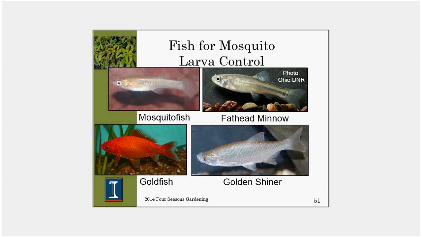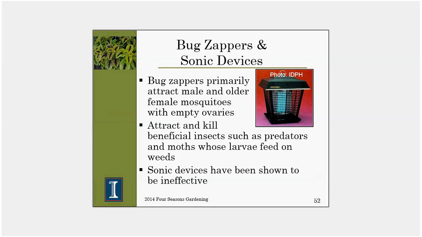Bug zappers and sonic devices are essentially not effective. They will attract male and female mosquitoes both from a long distance, but a female mosquito that's looking for a blood meal will be attracted to your vicinity by the trap, but then will not go all the way to the trap. She will then start looking for a blood meal. So if you have a bug zapper in your yard, you are more apt to be bitten by mosquitoes than if you did not have one. It's been proven over and over again.